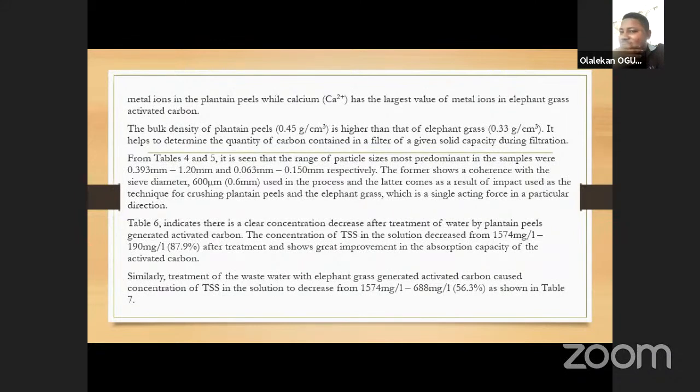Then table 6 indicates that there is a clear concentration decrease after treatment of the water by plantain peels as opposed to the one treated by elephant grass. So from the experiment, we can easily say that plantain peels has higher absorption capacity than elephant grass activated carbon.